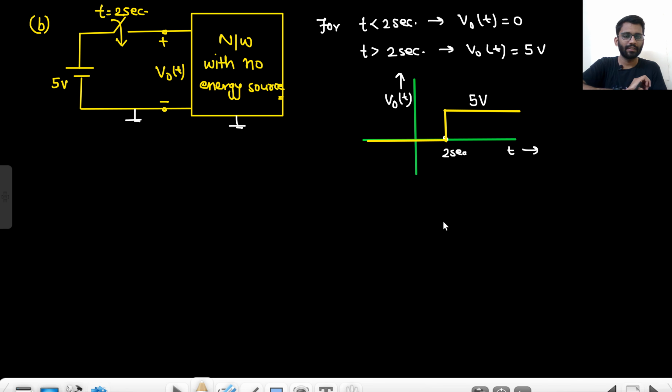Can you think of it? How will you write it in terms of u(t)? Try thinking of it. Pause the video and try thinking of it. Okay. So how will you write? If you have already studied signals and systems, it will be easy for you. But those who haven't studied signals and systems, I want them to write. It will be 5 u(t minus 2).